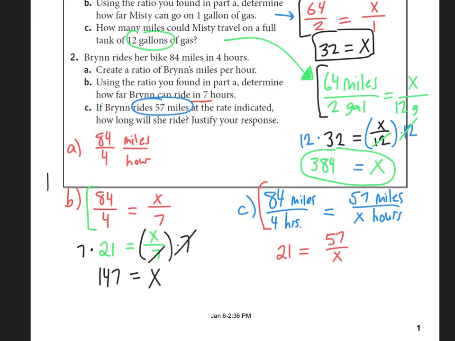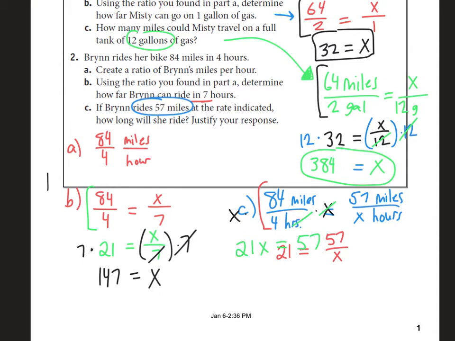Now this one's a little bit different again because the x is in the bottom, but still we need to get that x by itself. So the only way we're going to get it out of the denominator is multiply both sides by x. We're going to have to do 2 steps to finish this. So we multiply both sides by x first. What that does is cancel out the x in the denominator. And the left side is now 21 times x, and the right side of the equation is just 57.